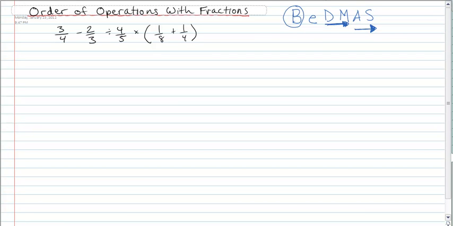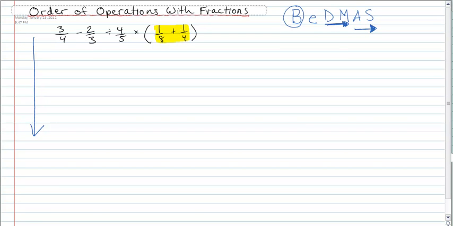3/4 minus 2/3 divided by 4/5 times, in brackets, 1/8 plus 1/4. And the secret to order of operations, the secret to anything like this, is we're just going to work in a downward direction. Okay? And anything we're not using at the moment, we're going to just bring down and write out. And that's why you need lots of paper for this. So the first thing we're going to do in this question is the work in brackets first, which is 1/8 plus 1/4.